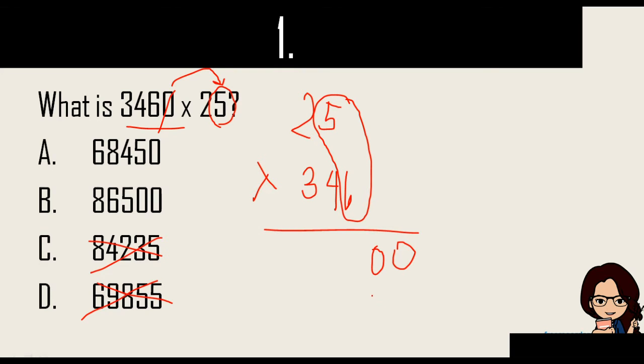So, tingin mo pa lang, alam mo na yung sagot has 2 0 sa dulo at isang sagot lang ang meron nun, which is letter B. Okay, 86,500. So, yan na yung sagot. Kahit hindi mo i-solve all throughout itong equation na ito, hindi mo na kailangan kasi alam mo na yung sagot.